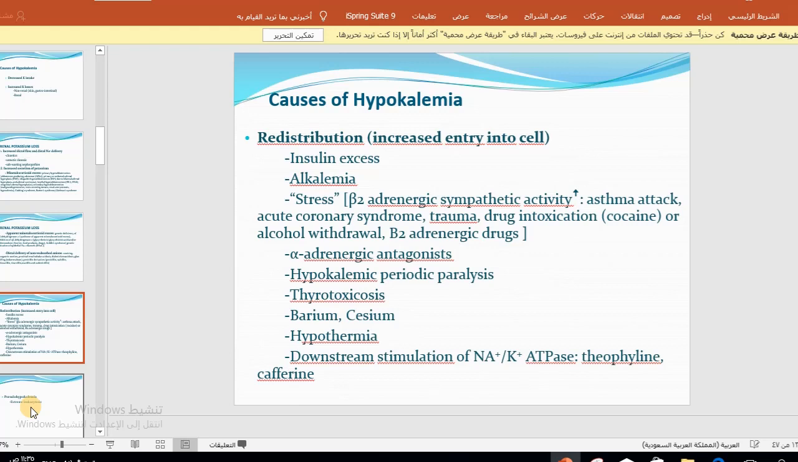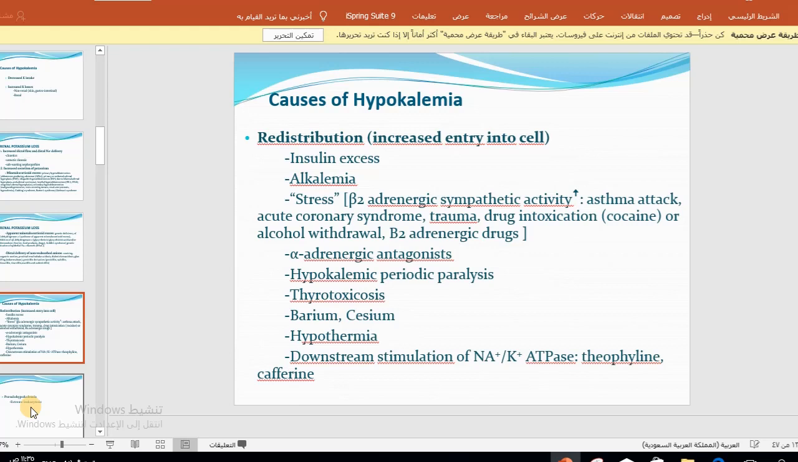Other causes of hypokalemia: redistribution hypokalemia. Redistribution hypokalemia occurs in insulin excess or in alkalosis. It's also in stress, which leads to beta adrenergic activation, which leads to shifting intracellular.